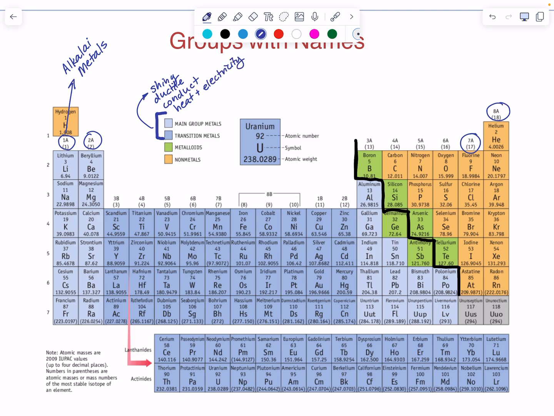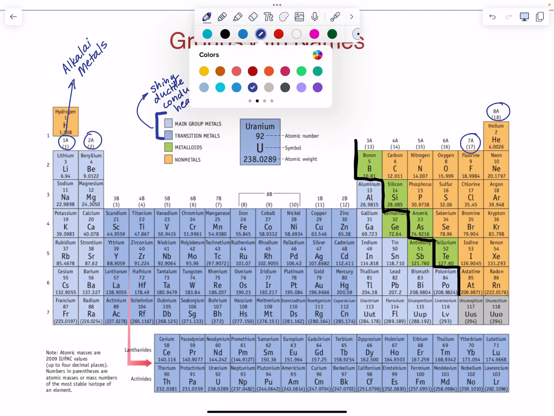So again, anything that's on the left side of the periodic table that's shaded in blue in this version is what we would consider a metal, okay? And now the things that are in this orangey color here, those are our nonmetals. Okay.